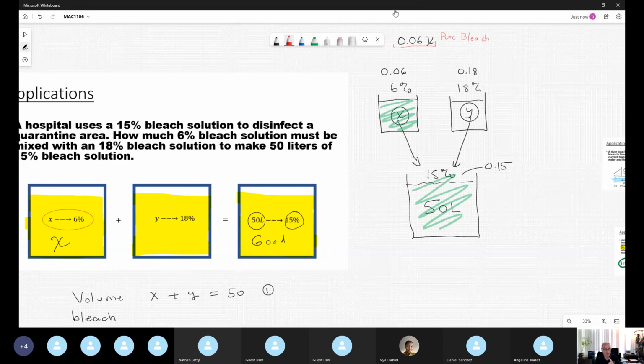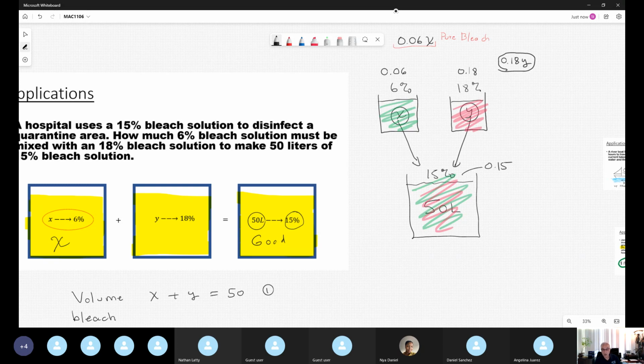Yeah. Likewise, you take in this container the bleach. Now I change the color, but it's the bleach. You put together here. Now the expression for the bleach would be 0.18Y. This is the expression for the pure bleach that you extract in the second container.